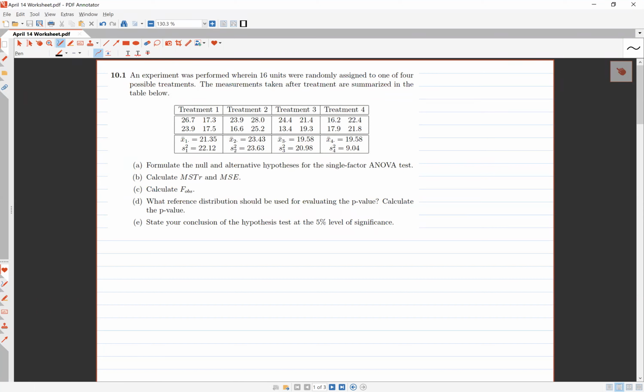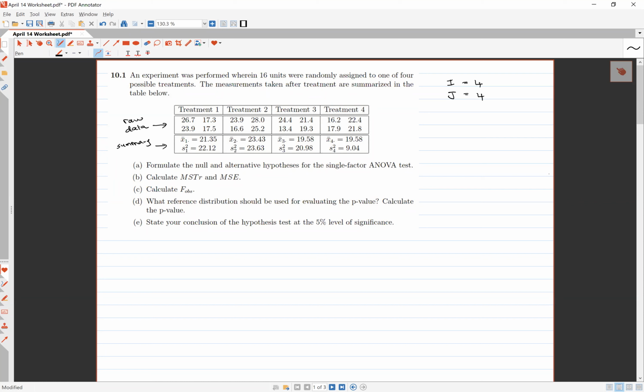So let's look at this first example. Here we have the results from an experiment where a total of 16 units were randomly assigned to one of four possible treatments. So our number of groups, I, is 4, and J would be the number of observations per group, which in this case is also 4. Now, the table summarizes the raw data, what the actual measurements are for each of the treatments, and then it also has the summary information.